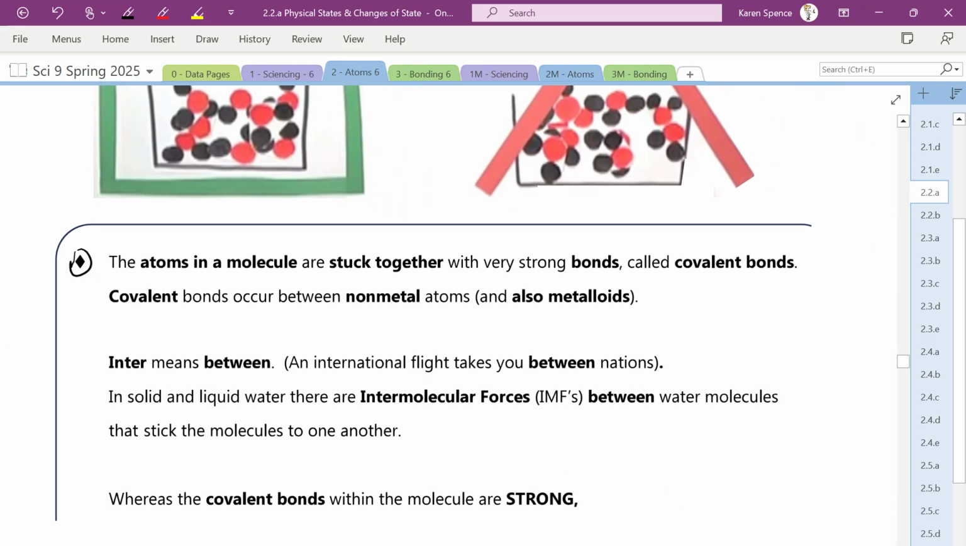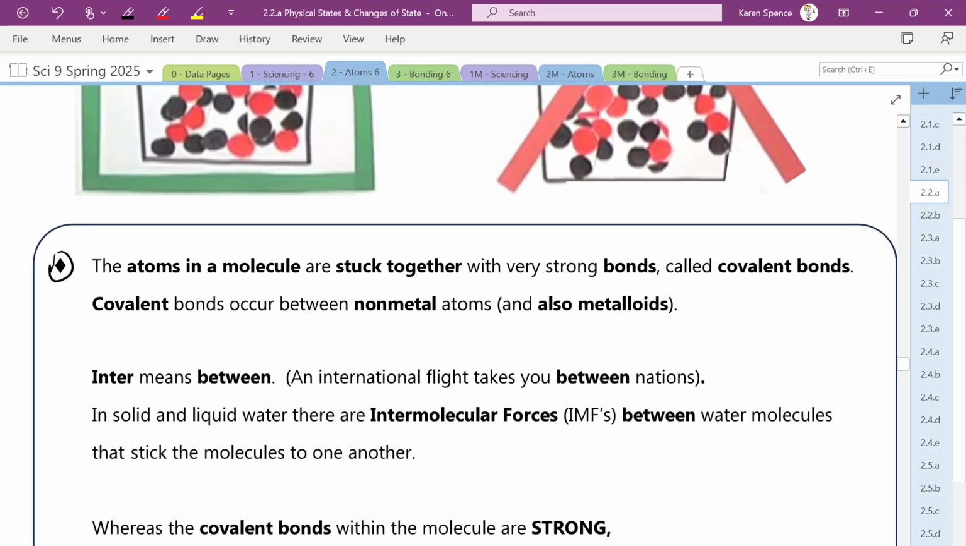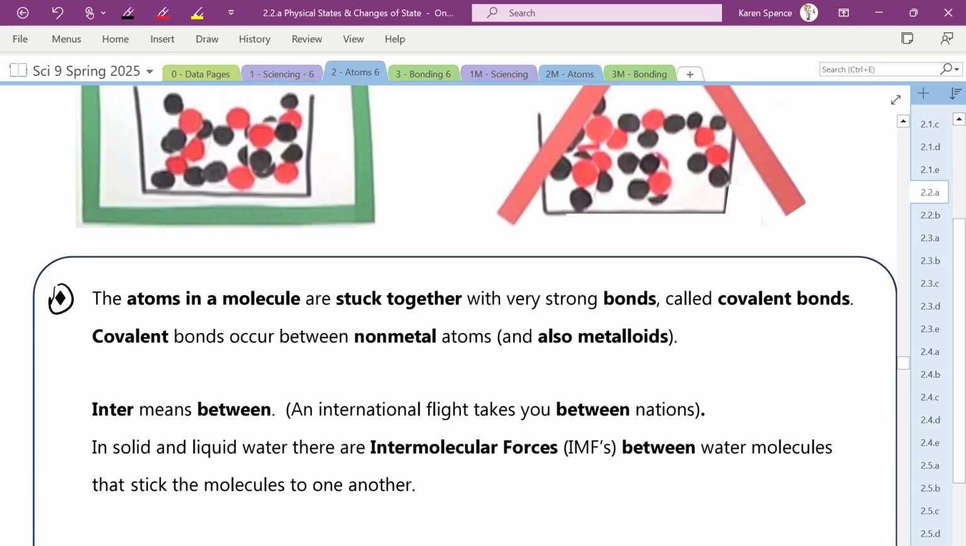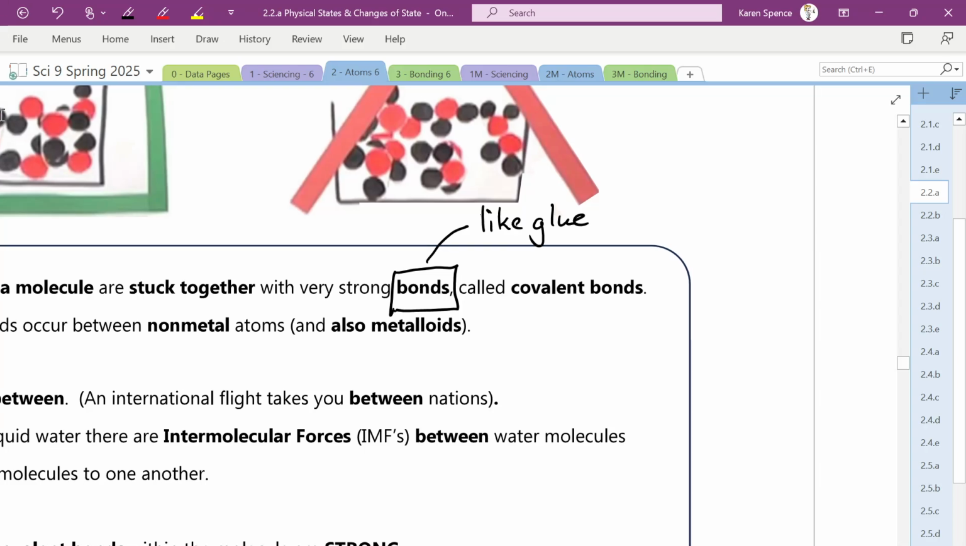All right. So here's the little enriched part. The atoms in a molecule are stuck together with very strong bonds. Bonds are like glue. This is page 48. Bonds are like glue. And what do they stick together? They stick atoms together.